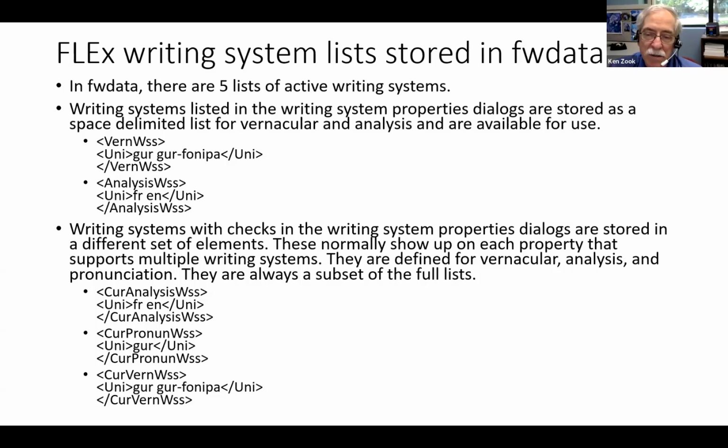Ones that are checked in the writing system dialog are stored in a different set of elements. These normally show up on each property that supports multiple writing systems. They are defined for vernacular, analysis, and pronunciation, and they are always a subset of the full list.